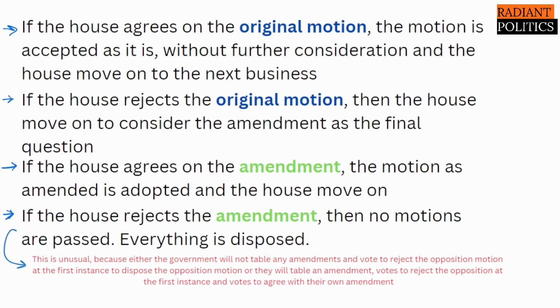If the House agrees on the original motion, the motion is accepted as it is, without further consideration, and the House moves on to the next business. This means that the opposition successfully passes their own motion.